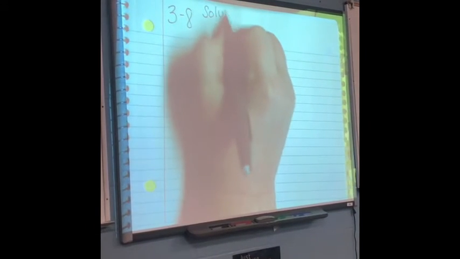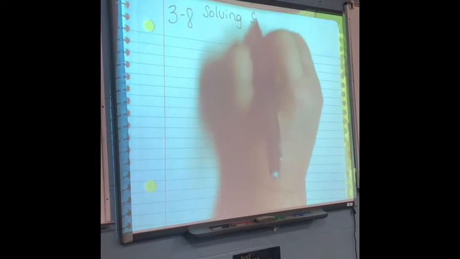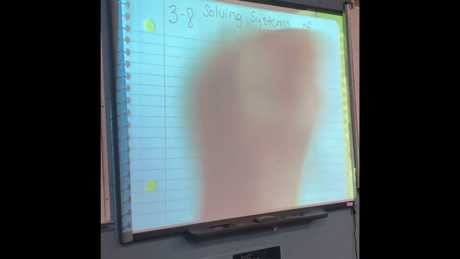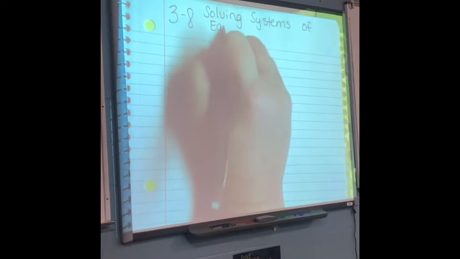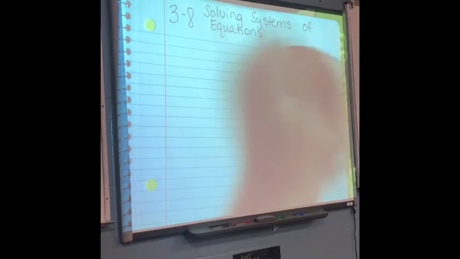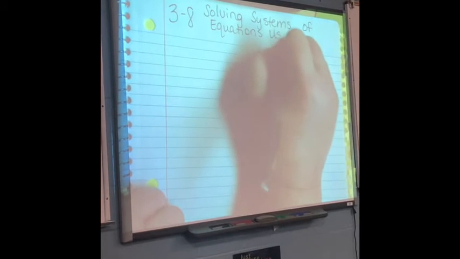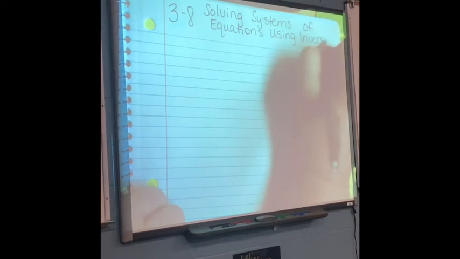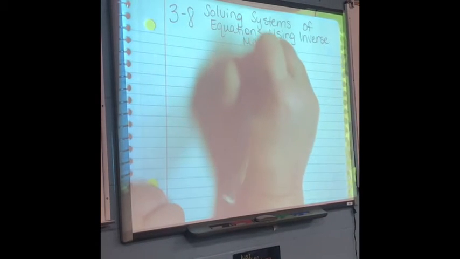Solving systems of equations using inverse matrices.